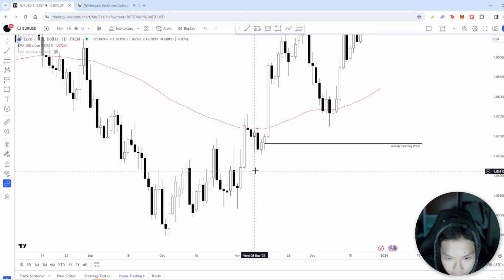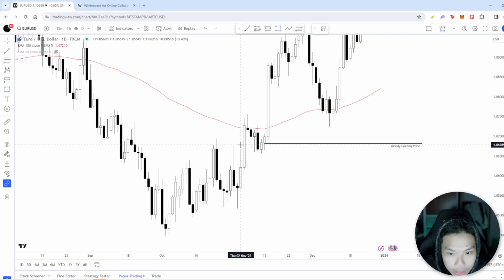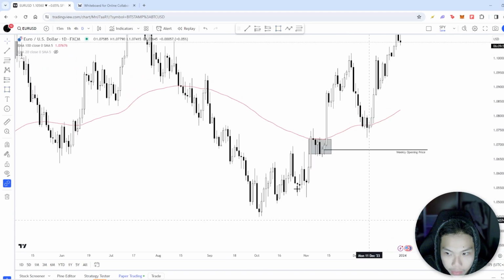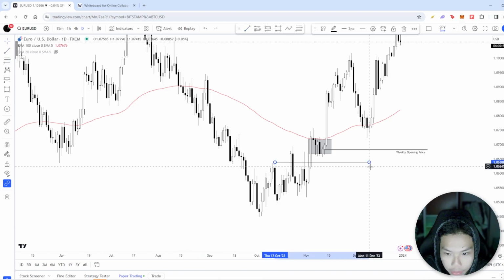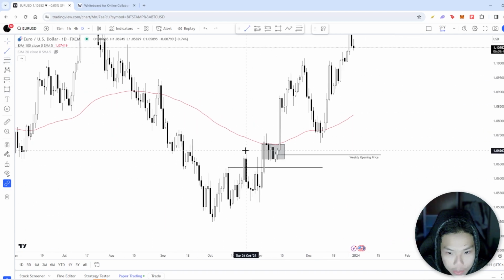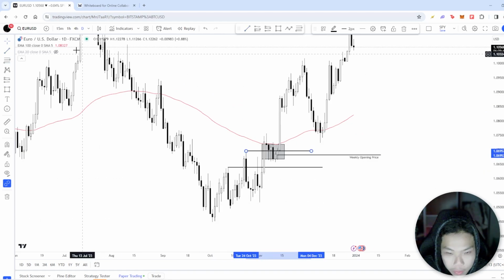Okay, so what's the first thing that you do? You check what happened on the previous weeks. So I can see that there's actually this huge daily fair value gap over here that has been respected ever since price switched structure from a bearish momentum to a bullish market structure. It's been creating higher highs and higher lows over here.